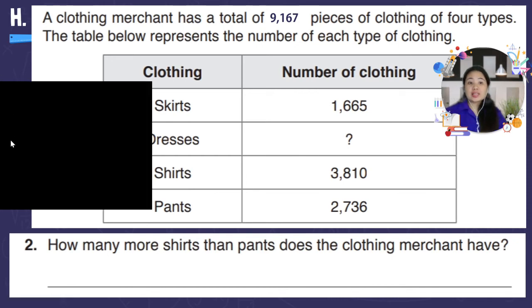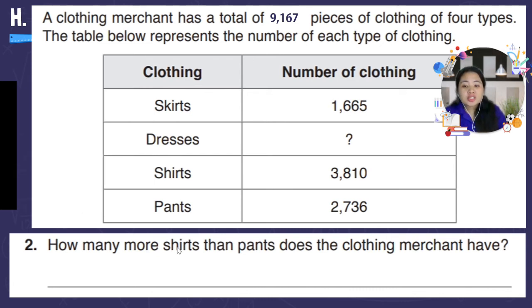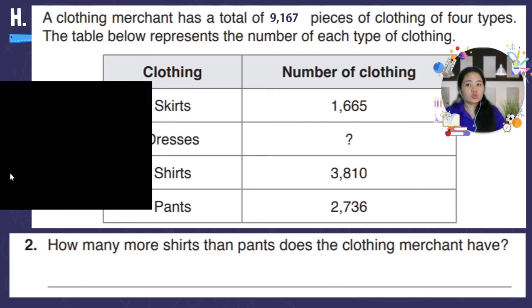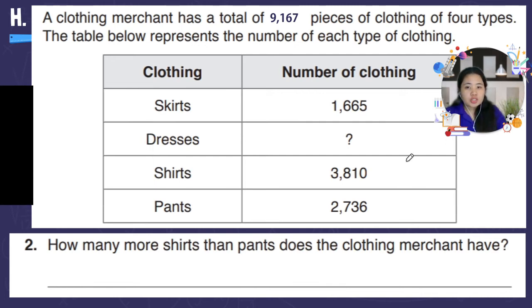Okay, so again, the question is how many more, as I said last video. You have to remember, if the question is how many more, it should be subtract, minus. Shirts and pants, so we have to minus the 2. Okay, let's solve. Shirts is 3,810 and pants is 2,736. So we don't have to write, we just solve here.